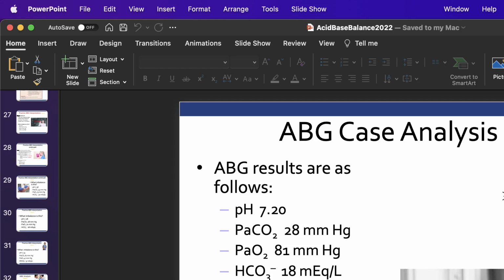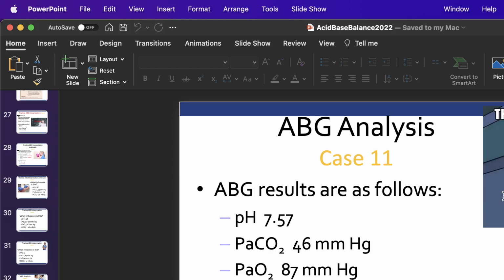All right, case number 11. Our pH is 7.57. We're giving it a B. Our PaCO2 is 46, so we're giving it an A. Very good. Our PaO2 is 87. We'll take a nice normal there. And our bicarb is 38. B. So we're going to give that a B, and what follows in the same direction.